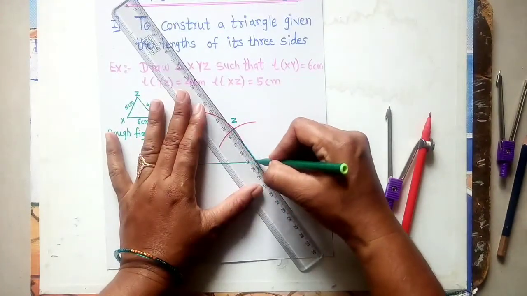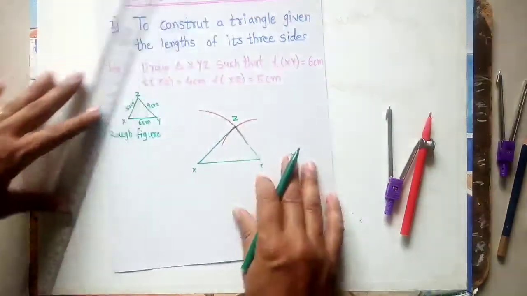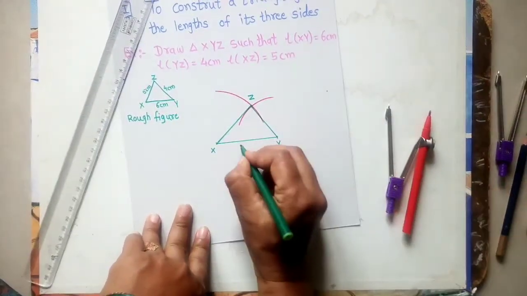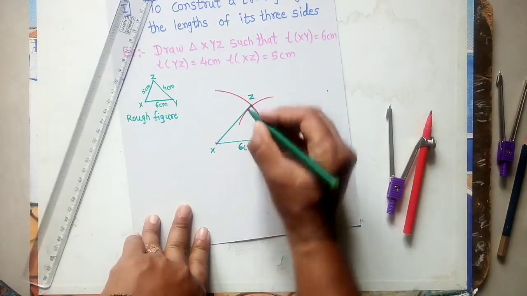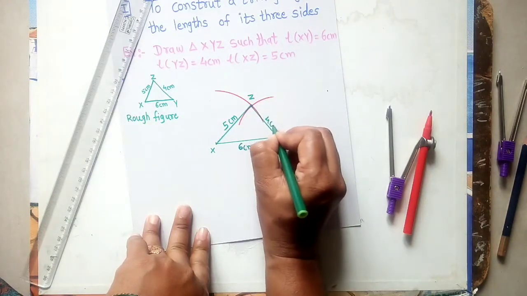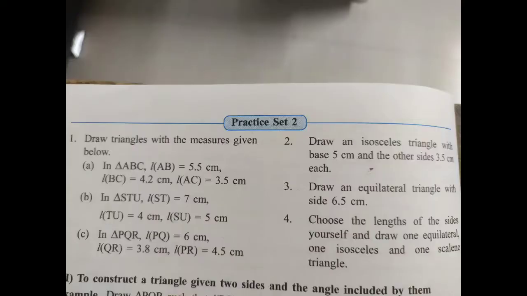After naming the point, draw XZ and YZ. Write all measurements, all sides of the triangle. Triangle XYZ is the required triangle. Solve 5 questions, Practice set 2.